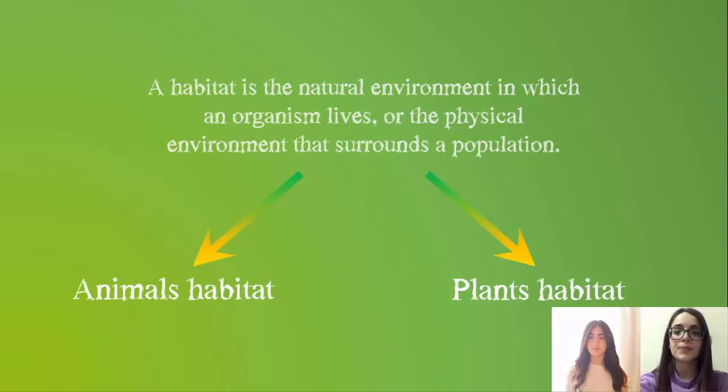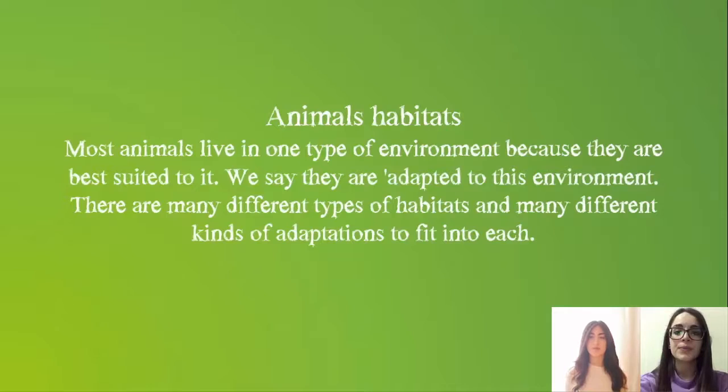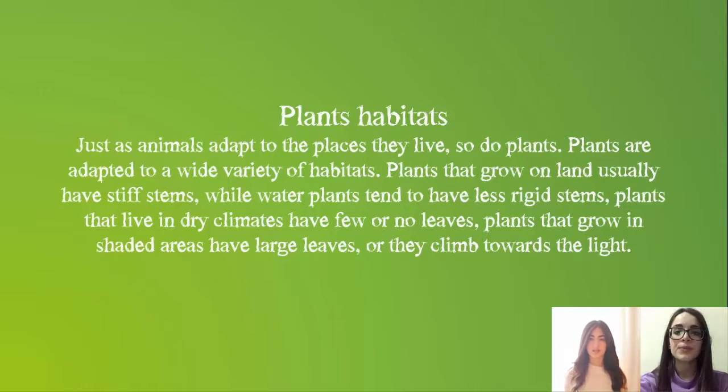As animals adapt to the places they live, so do plants. Plants are adapted to a wide variety of habitats. As a result, each plant has certain characteristics. Plants that grow on land usually have stiff stems to hold them upright, while water plants tend to have less rigid stems because the water supports them.